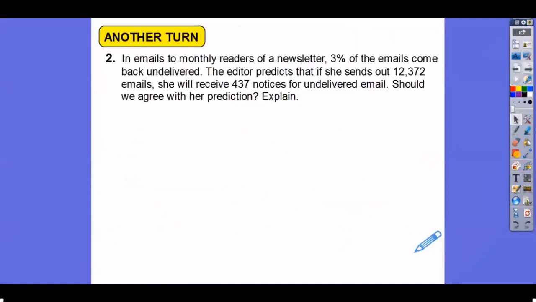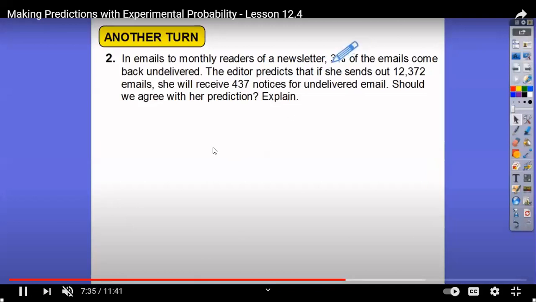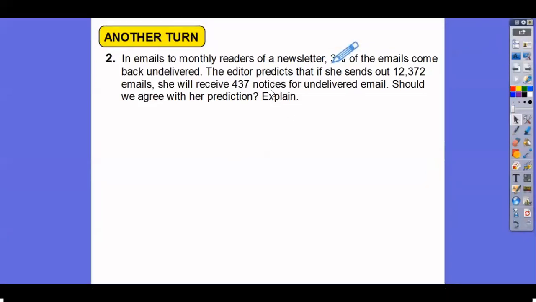Okay, the next question. In emails to monthly readers of a newsletter, 3% of the emails come back undelivered. The editor predicts that if she sends out 12,372 emails, she will receive 437 notes for undelivered email. Should we agree with her prediction? Now it's your turn to be the best participation in our class. I'm waiting.